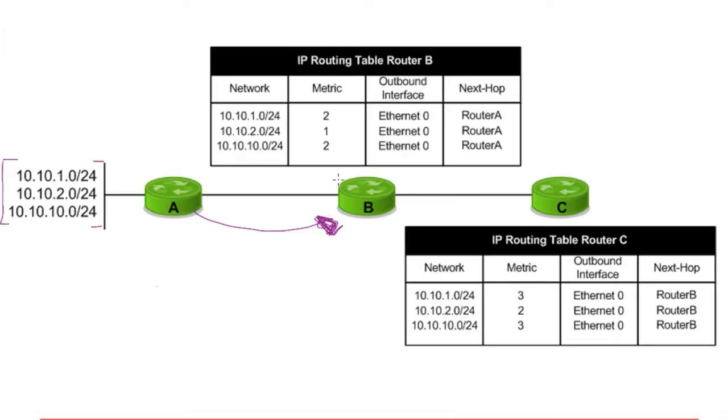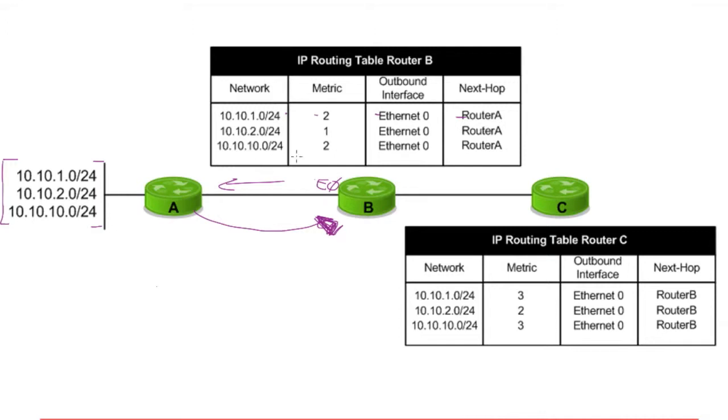The routing table is going to look something like this. Of course, these metric values we have pretty much invented, but you get the idea. For example, for the .1, we're going to have a metric of 2. The outgoing interface is going to be Ethernet 0. Then the next hop is router A, like that.